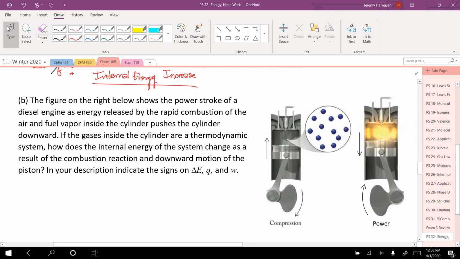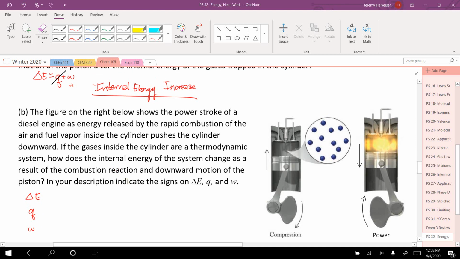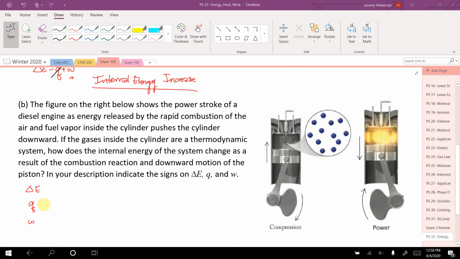Indicate the signs of delta E, Q, and W. All right, delta E, Q, and W. Remember, delta E is just Q plus W. So let's look at heat and work first. First off, we burn our fuel. So the question we're asking is, for Q, is that endothermic or exothermic? Does that absorb heat or release heat? And we know when we burn stuff, that releases heat. So Q must be negative.